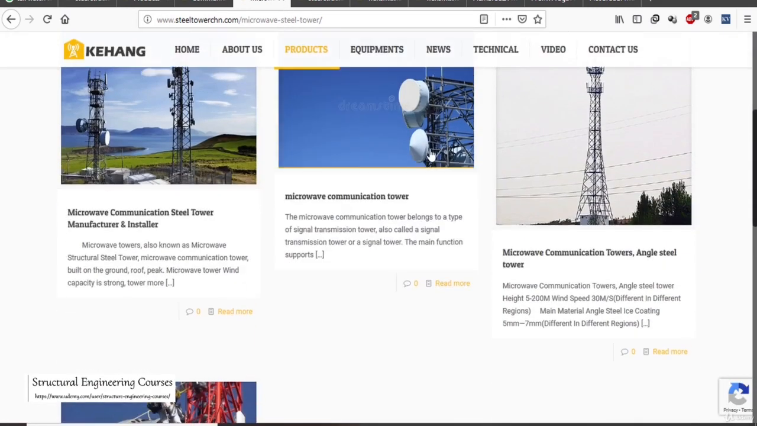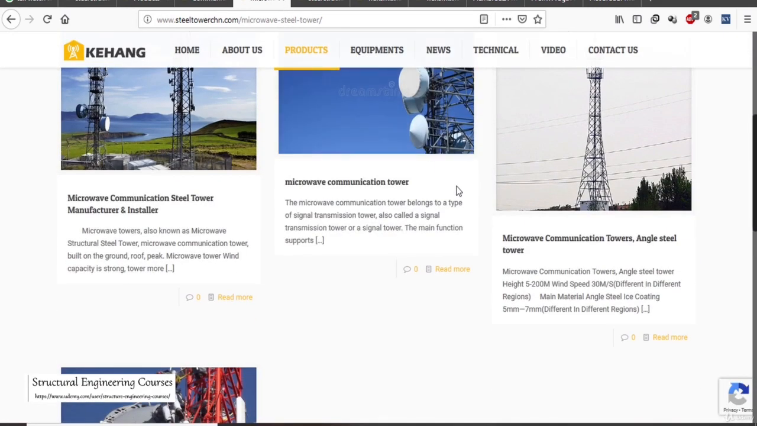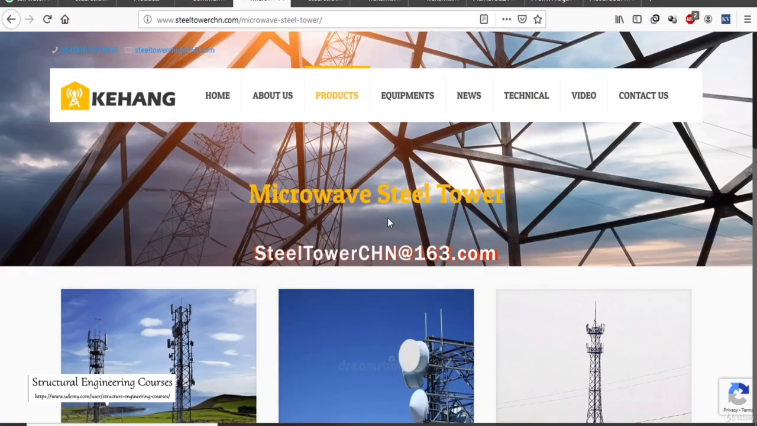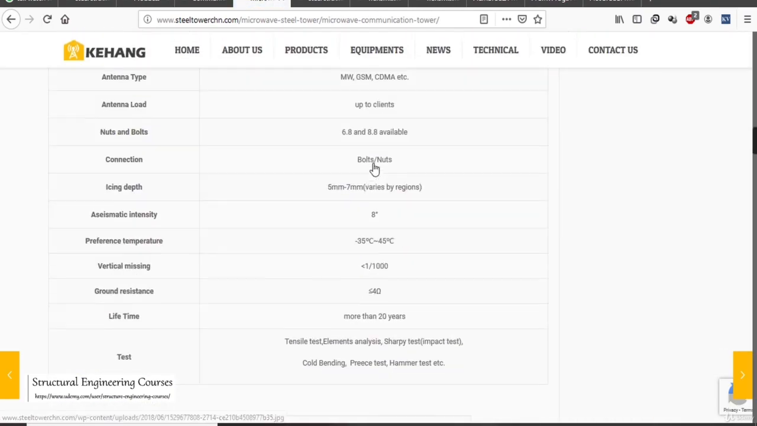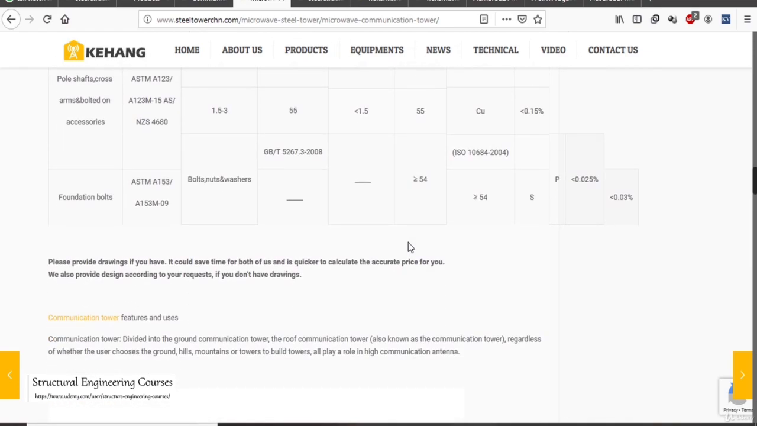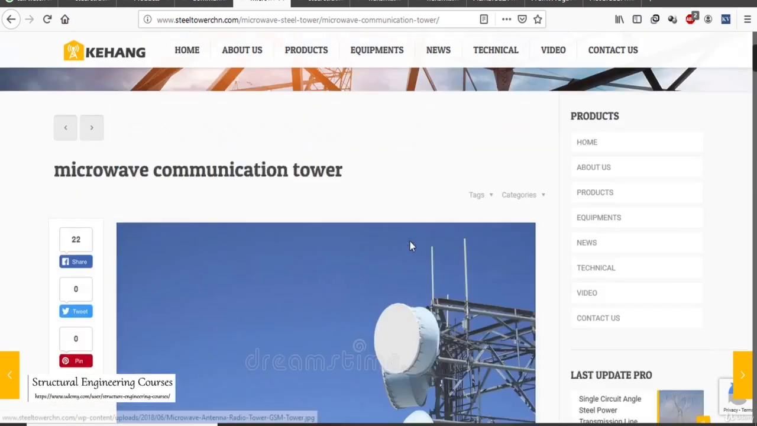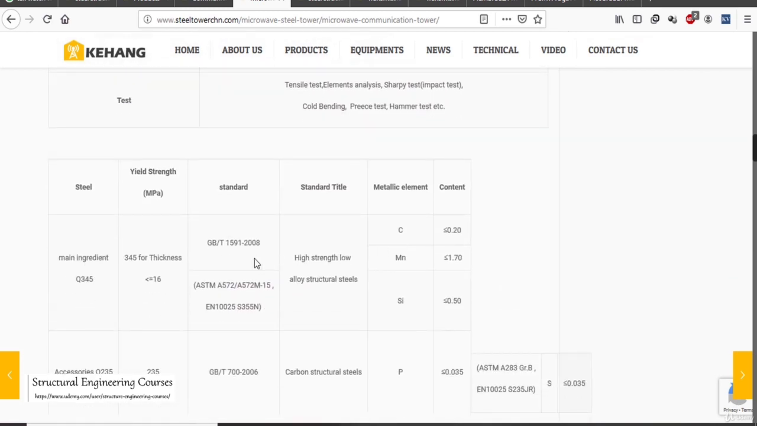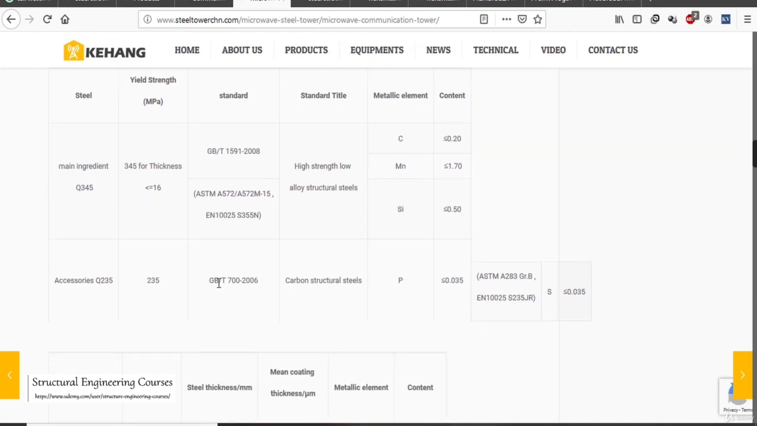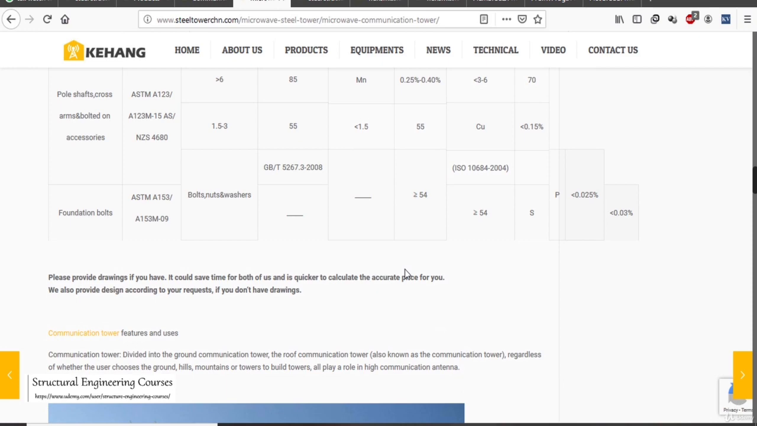And if you want to learn more about them, you can just open each and every picture, and then you can read the explanation that has been given here. Basically, this is a Chinese website, so when you see the design codes here, you will see that this is a GB, or here you can see that it is referring to GB here. So they are referring to all the Chinese standards.